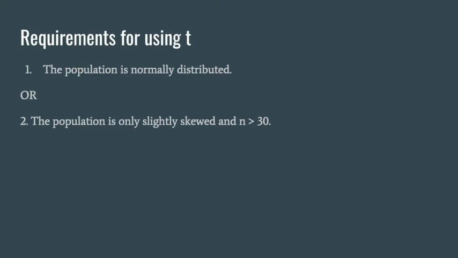The first is we either have to have a normal distribution in the population, or we have to make sure that the population is only slightly skewed and that n is greater than 30. Okay, if we have a population that is very, very skewed, then the student t distribution is not appropriate no matter what. And in those events, if we don't have sigma, so we can't use the normal distribution, then we're just not going to be able to find a confidence interval.